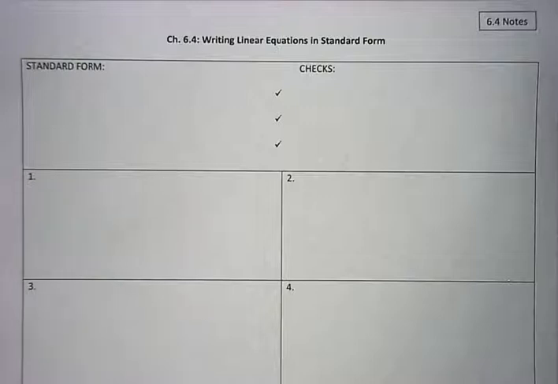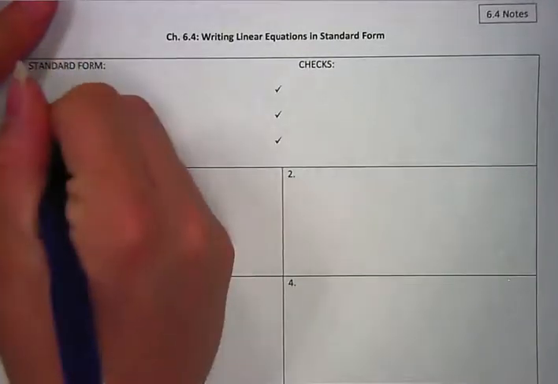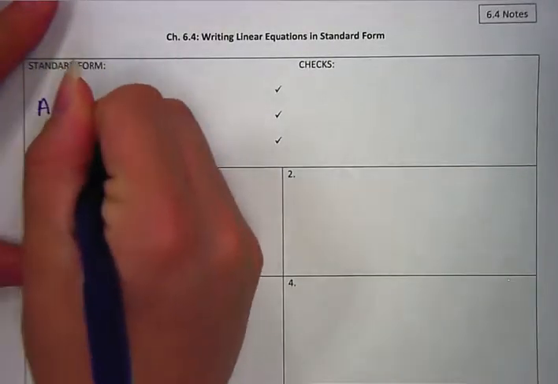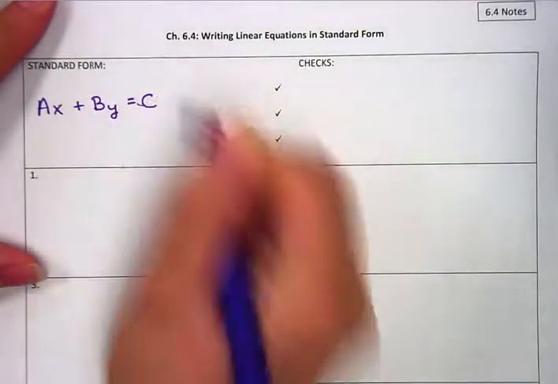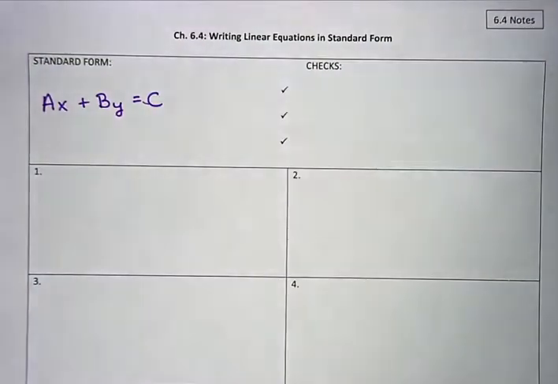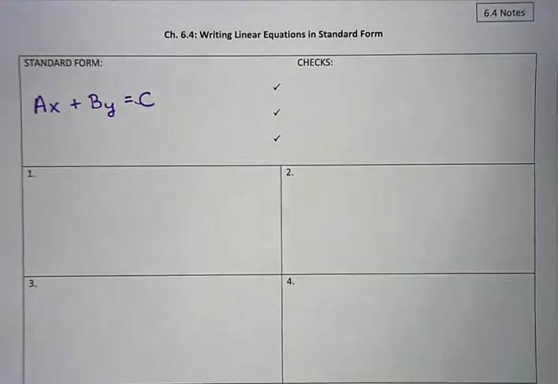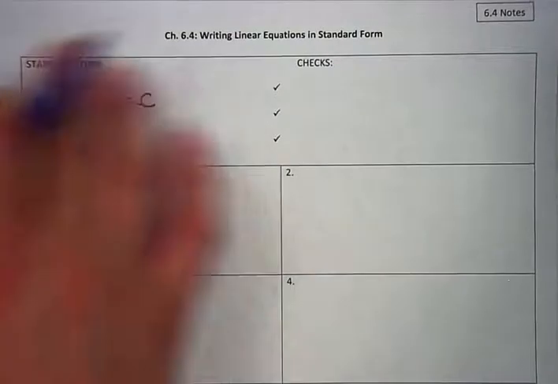Alright guys, so far we've talked about putting lines into slope-intercept form and in point-slope form. Today we're going to talk about writing linear equations in standard form. Now if you recall, standard form is ax plus by equals c. That doesn't seem too difficult, but there are a couple of checks that you have to look for. There's certain things that make this standard form.